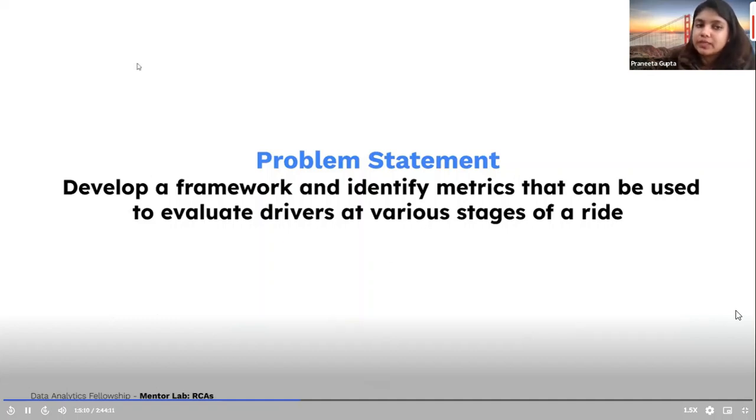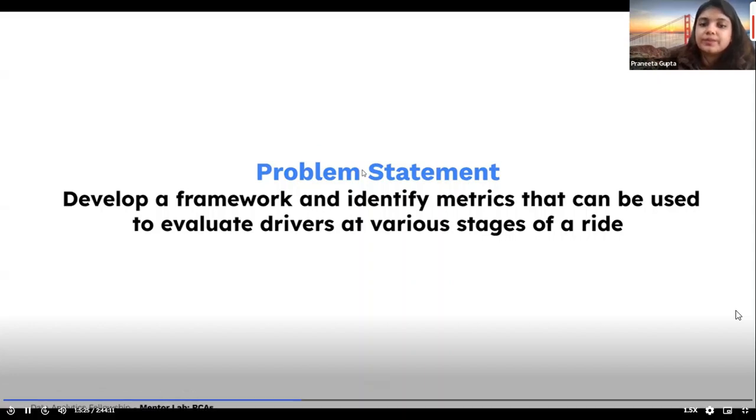Let's try to move on to a different problem statement. Okay. So basically, this is a problem related to Uber. How did you reach these suggestions? What's the process?